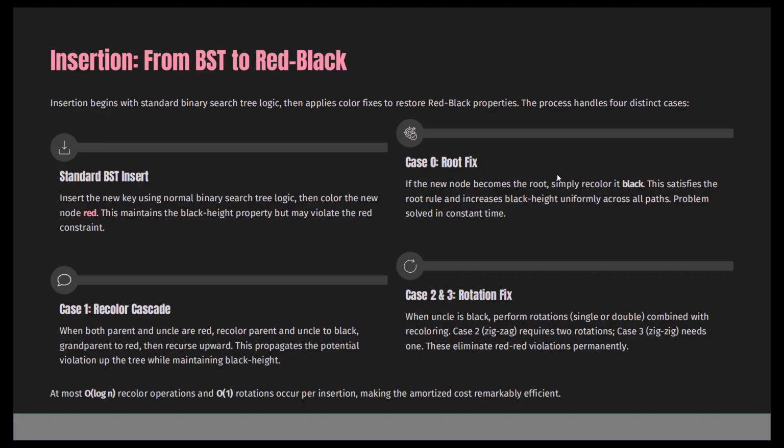Case 1, recoloring. If both the parent and the uncle are red, we recolor them to black. Then we color the grandparent red. After that, we move upward and check again. This process is called recolor cascade.